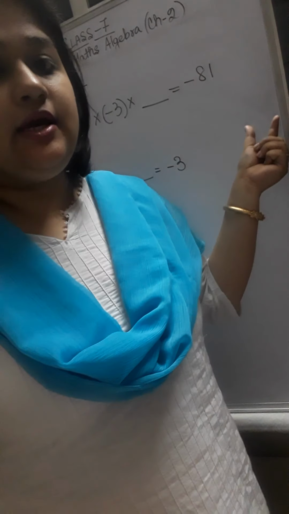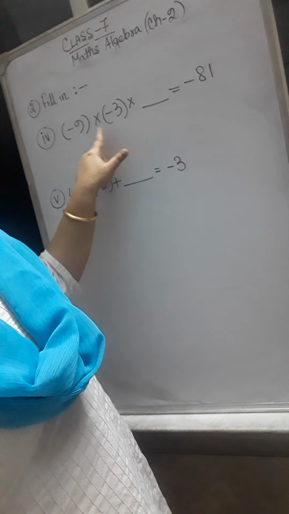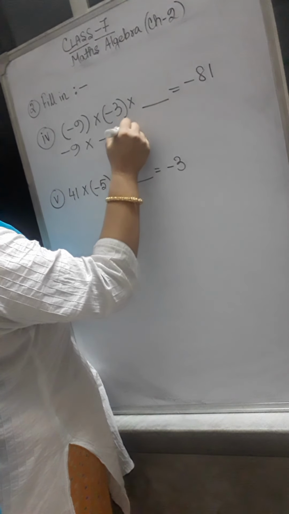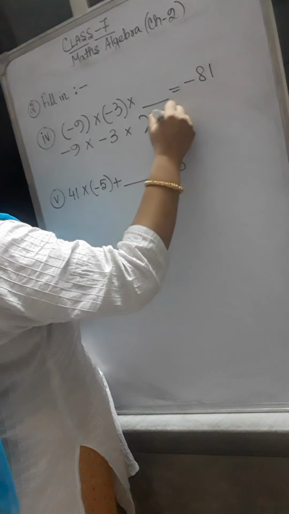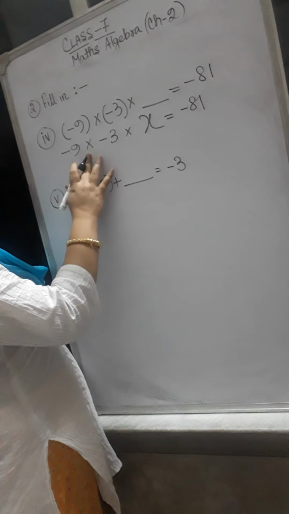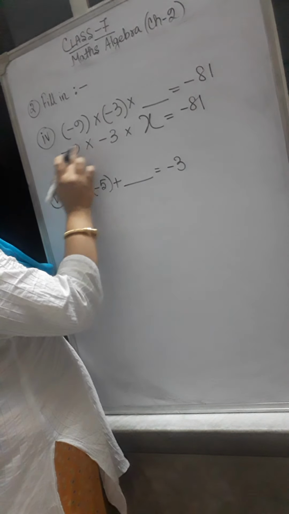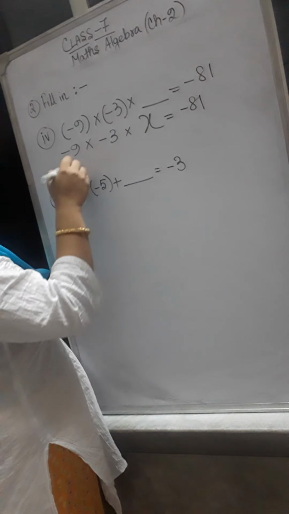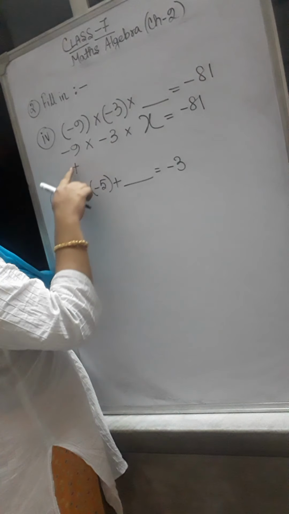So the question is asking you what you should multiply with these two integers to get minus 81 as the result. So what I said already, that you can take this value as x, the unknown. So minus 9 into minus 3 into x equal to minus 81. Now what you can do, you can multiply these two numbers. When two numbers have the same sign, the result of multiplication will have a positive sign. So minus into minus is plus.